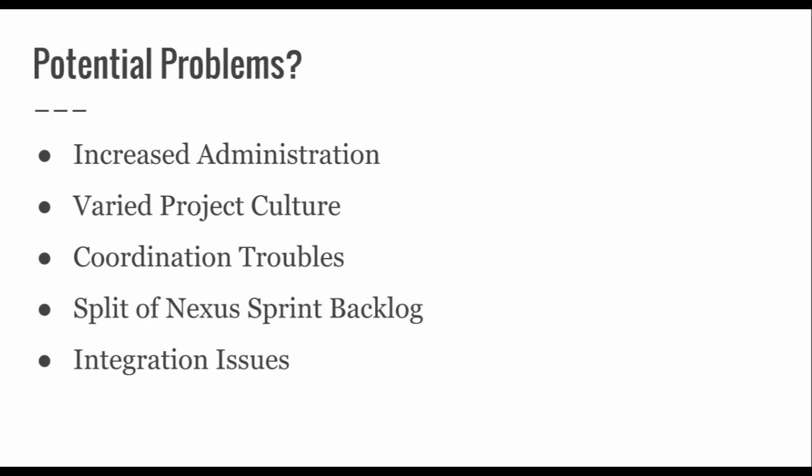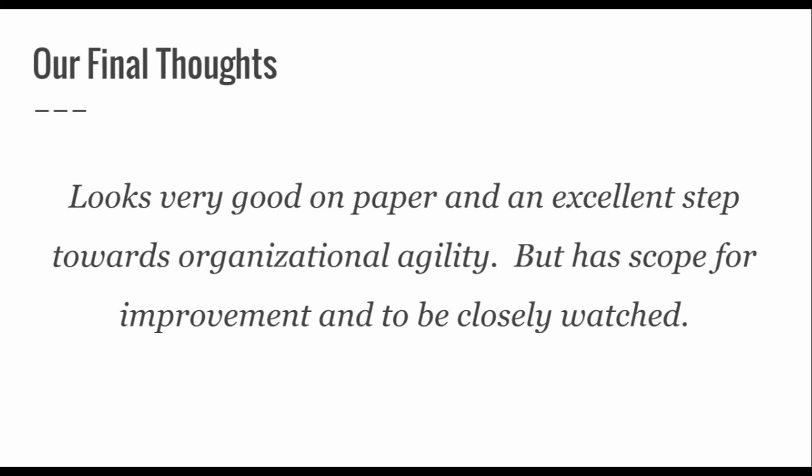Coordination troubles. Though one purpose is to minimize coordination troubles, with increased administration and integration points, the framework could introduce a few more. Splitting of Nexus sprint backlog. This is easier said than done. Unless the teams are highly generalized and stories are absolutely independent, splitting can soon turn into a nightmare. Integration struggles. The framework heavily relies on the efficiency of the integration team. It is very much possible that the frequent integration could easily go out of control.